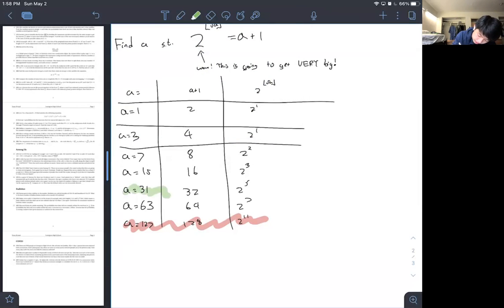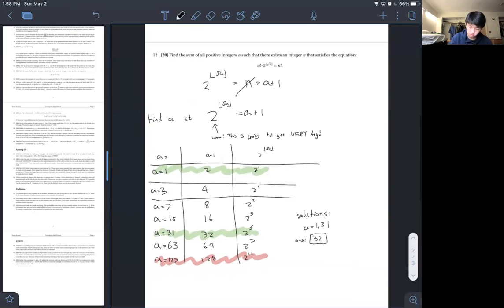And so we're just going to go back and check, oh, line up here and we line up here. And so our solutions are going to be a equals 1 and 31. And so the sum of these two is 32. That's the answer to this one. A equals 1 and 31 are the only values that work. The main idea is that n has to equal a plus 1, and that's the only n that'll work.